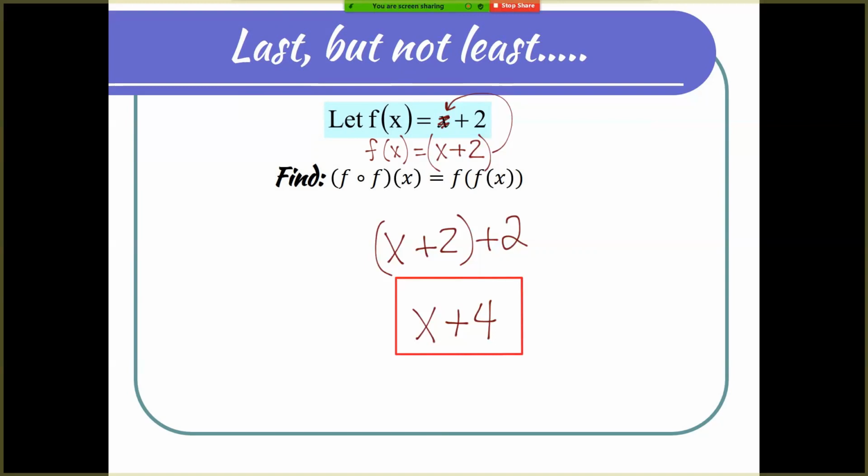Questions on this one? I believe on the next page you have some circled problems to work on. If you have questions, let me know.